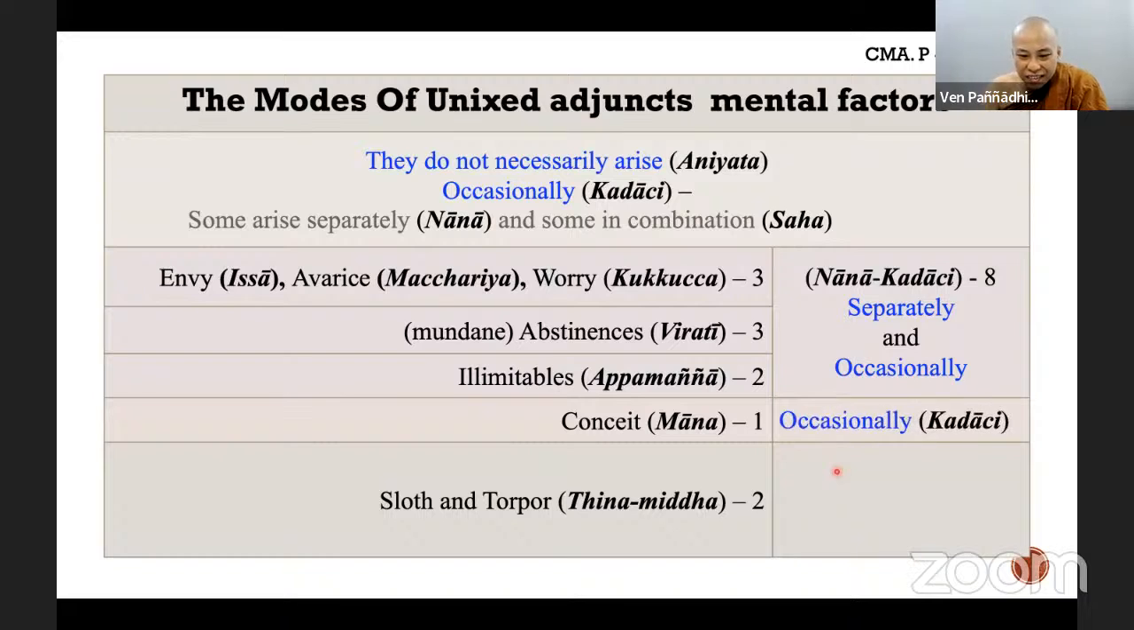Okay. Then another one, conceit, mana. Mana is one of the unfixed mental factors. It is only occasional, Karaji only. No Nana, because it is only one. When it arises, let's say mana arises with which consciousness? Which consciousness?